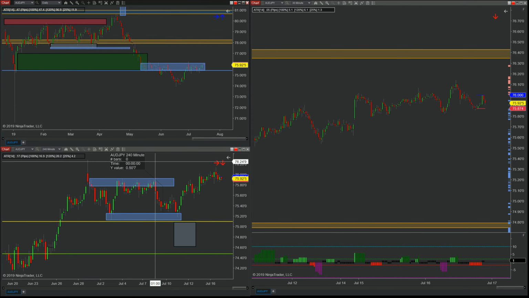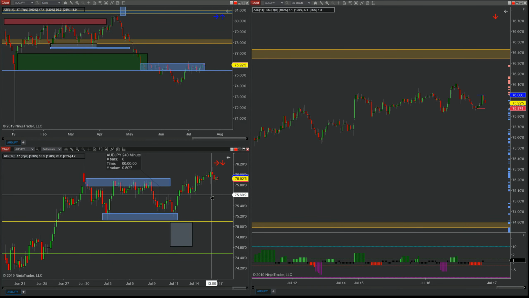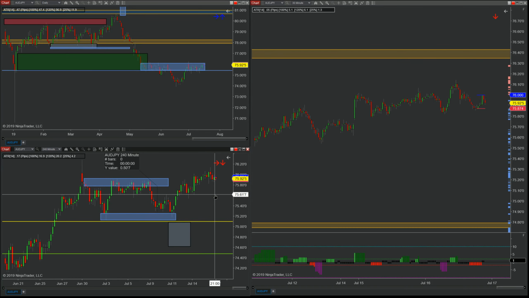All right, so nothing really on this one. Again, I still have my trigger down here. If we can churn through this junk, I'd like some type of news release to pop this thing up or down and start giving us some actual movement in it. Again, this one traditionally moves more, but not so much today.